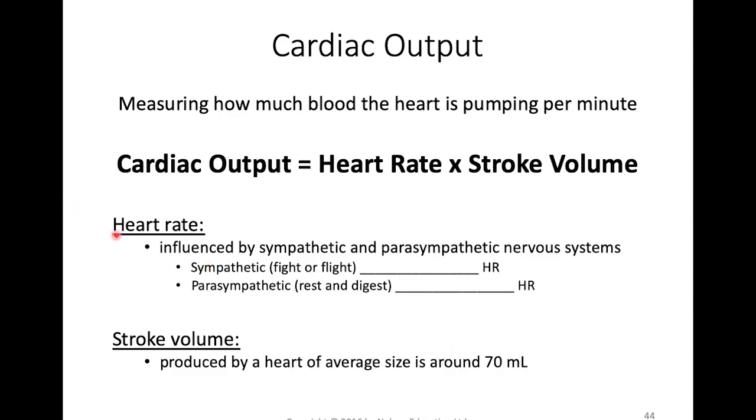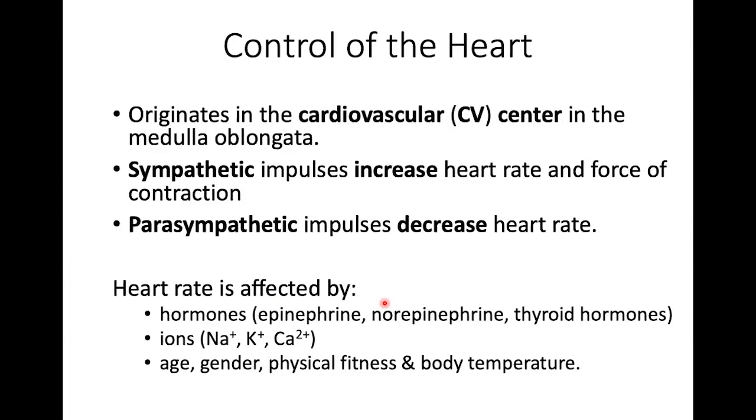Now, with our heart rate, as we've mentioned, that can be influenced by either the stress response, the sympathetic, or rest and digest, the parasympathetic response, right? So with the sympathetic fight or flight response, we're going to see an increase in heart rate, whereas with the parasympathetic rest and digest, we are going to see a decrease in heart rate. All of the control of the heart originates in the medulla oblongata within the cardiovascular center, right? And then from there, sympathetic and parasympathetic impulses are going to be specifically regulating the heart as to either increase for sympathetic or decrease, which is parasympathetic.